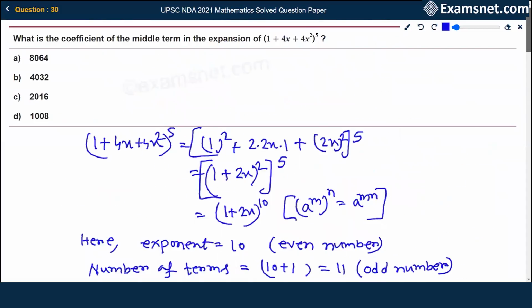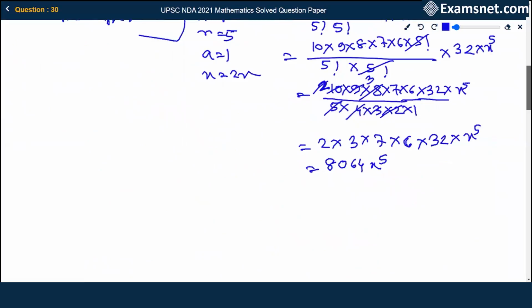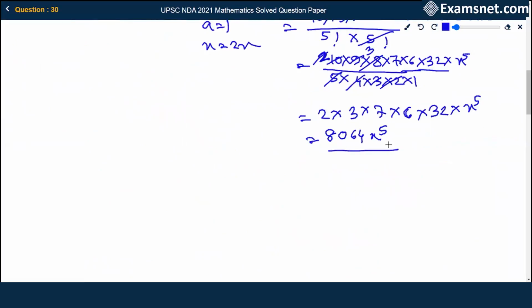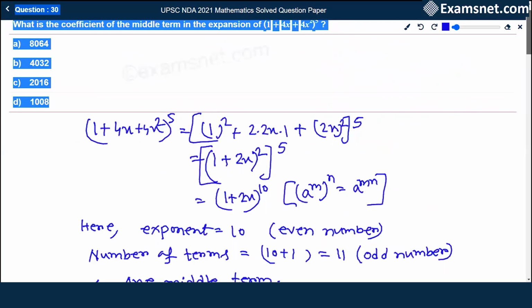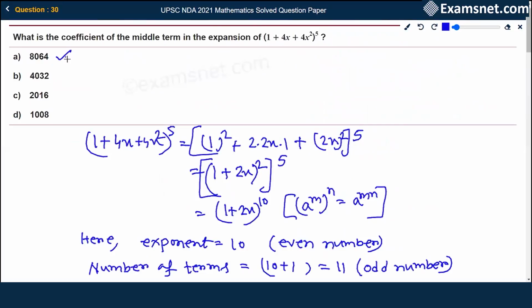Since we are required to find the coefficient of the middle term, so this is exactly the middle term, and the coefficient is the constant value which is associated with the variable, that is 8064. So here the correct answer is option A.